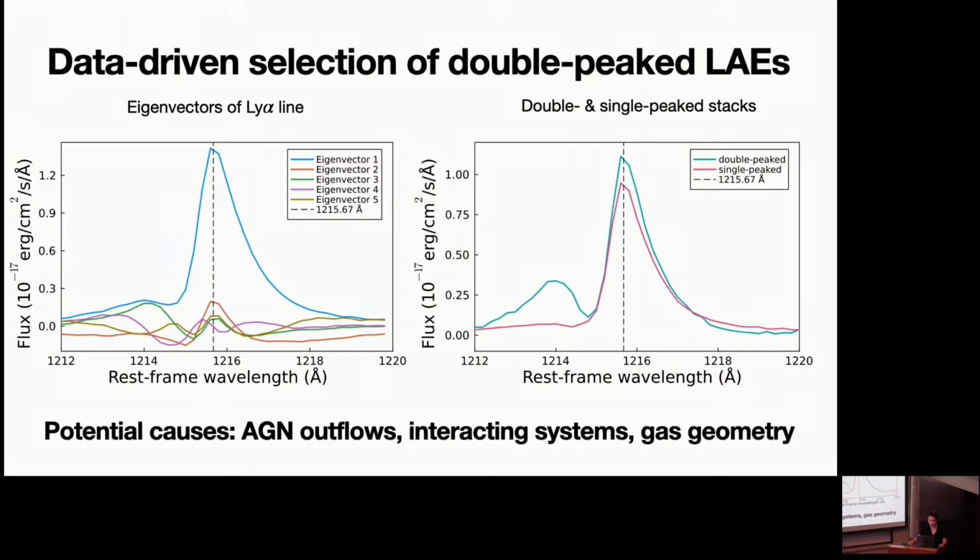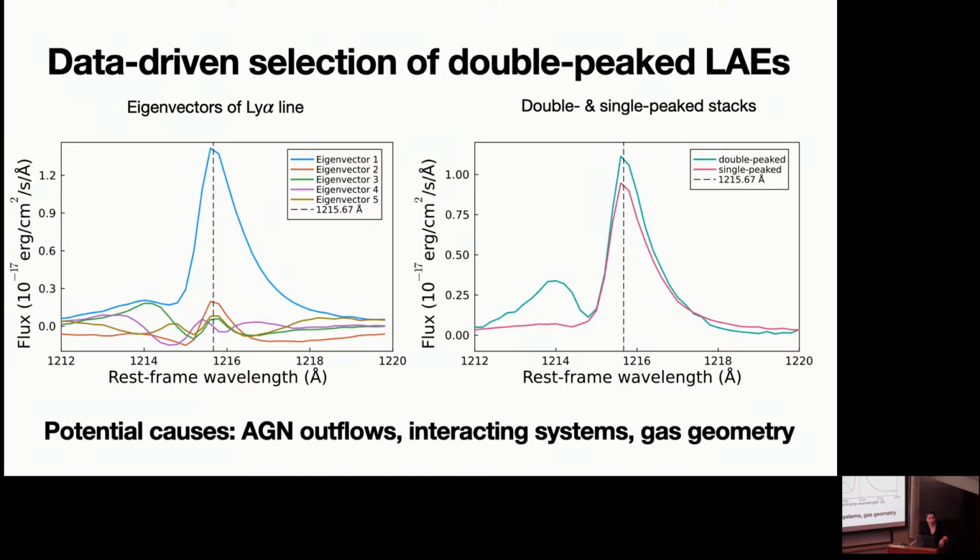And then for any given object, we can express its Lyman alpha line profile as a set of coefficients on these eigenvectors. And so we can use those to quantify the shape. And then we can make cuts on the values of these coefficients to identify ones that are double-peaked. So when we do this, on the right, you can see stacks of the ones that we identify as double-peaked versus not. And so you see the really significant blue peak there.